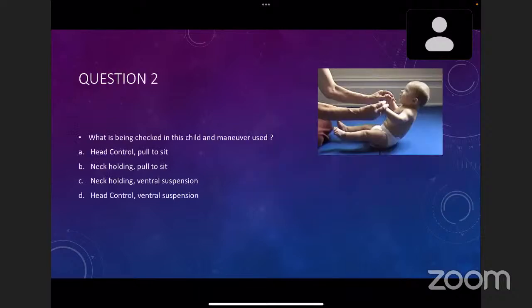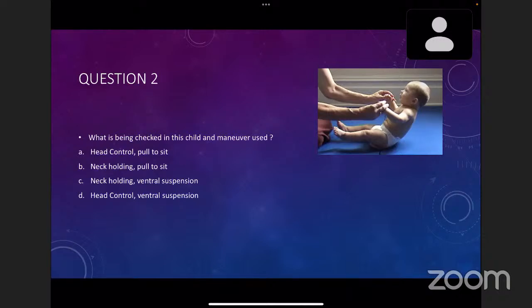Okay. So this is a picture which is given here. It is a picture of a baby being pushed by the mother up to sit. What is being checked in the child, and what maneuver is used? These are the four options. What could be the answer?